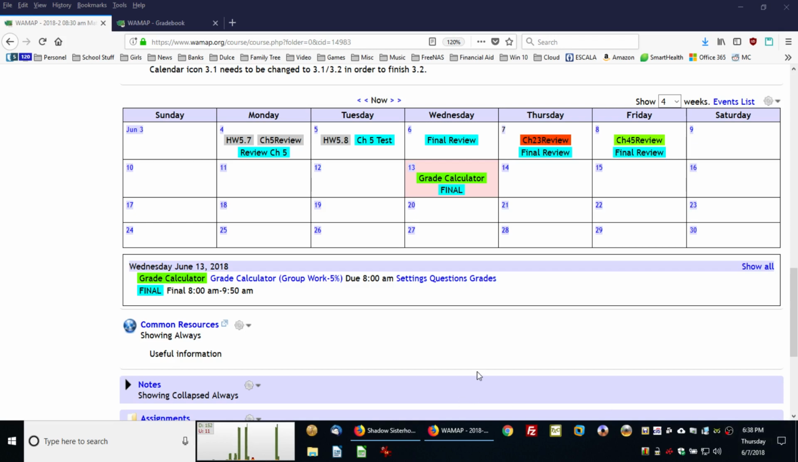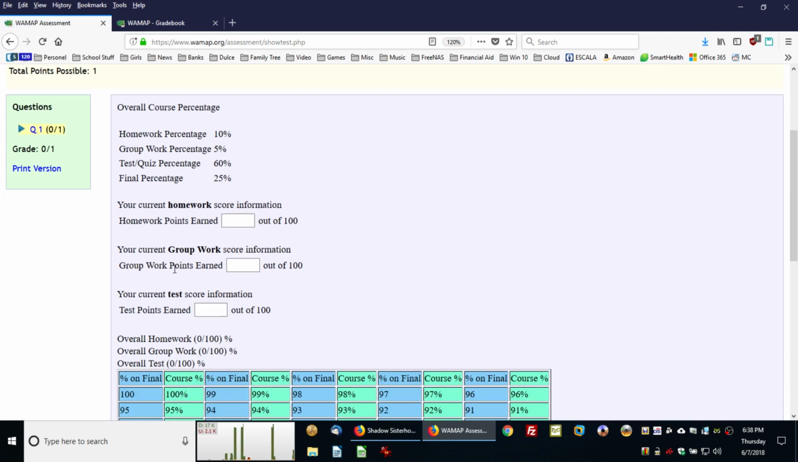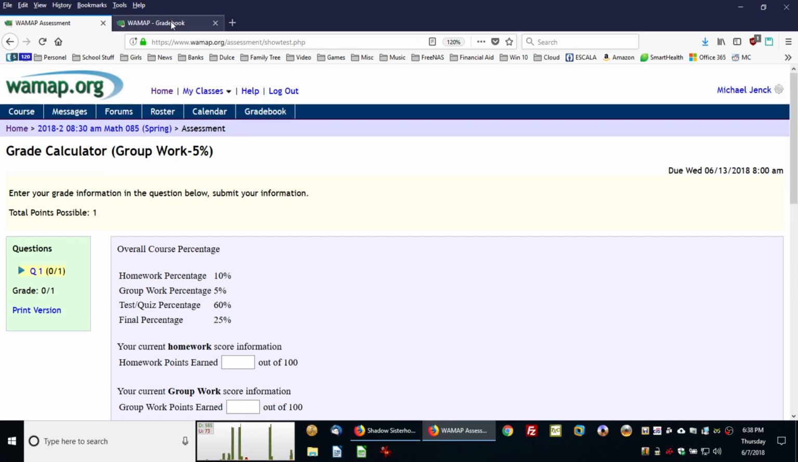How to use the Gradebook Calculator. Click on the Gradebook Calculator link, and we have to find the homework points, your group work points, and the test points earned. So go into your gradebook, and I've opened this up here.